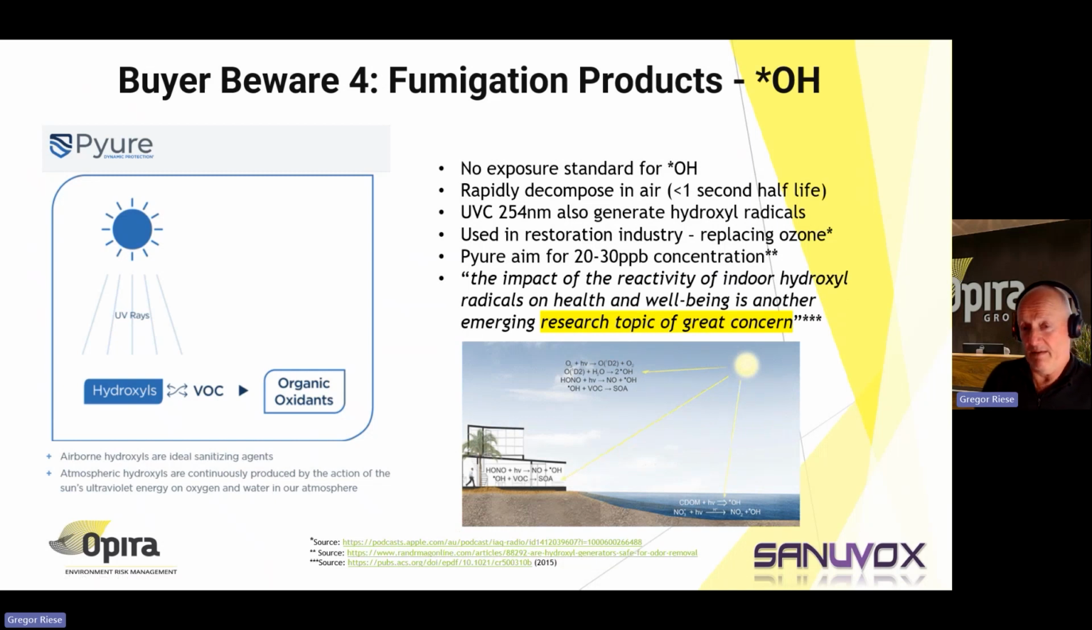Now, I did a quick Google search asking who has done a study showing that this is fine and safe, and the most recent publication I could find was from 2015, saying it's something that needs to be studied, and it's a research topic of great concern. So let's be cautious in terms of adoption of these new technologies. But anyway, watch it with interest.